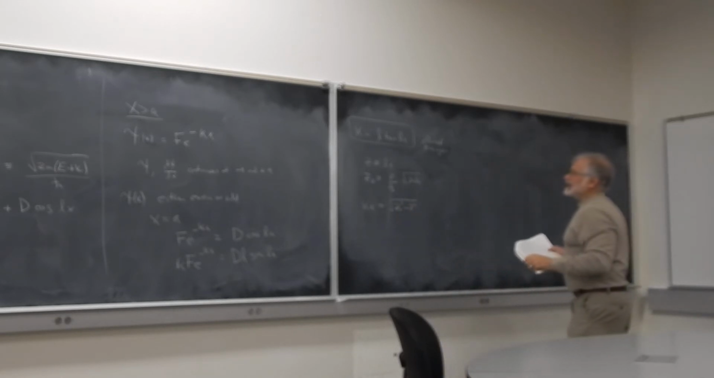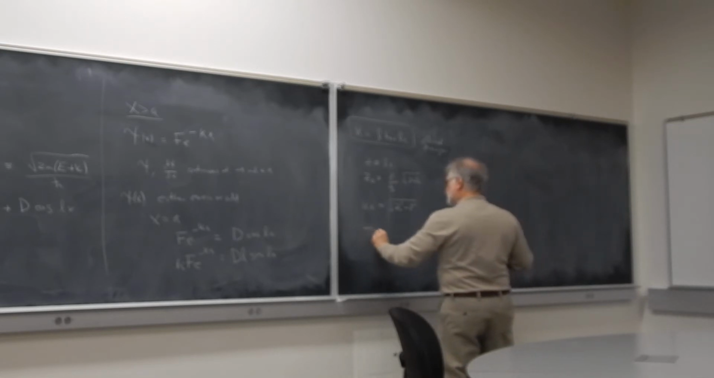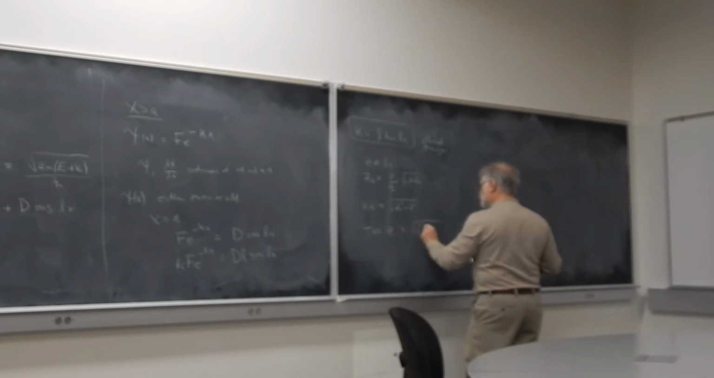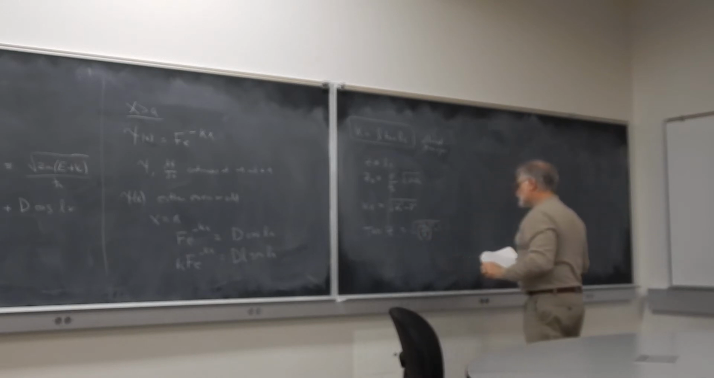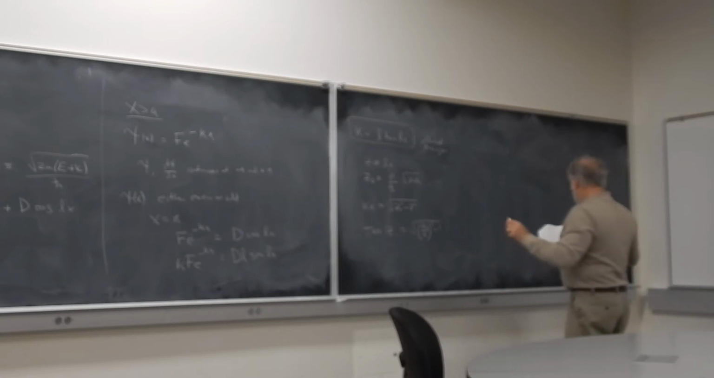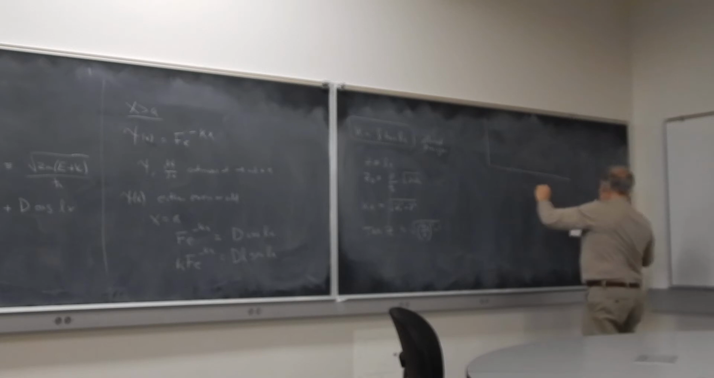And so our transcendental equation becomes tan z is equal to the square root of (z naught over z) quantity squared minus 1, all under the radical. What that's going to look like is something like this.